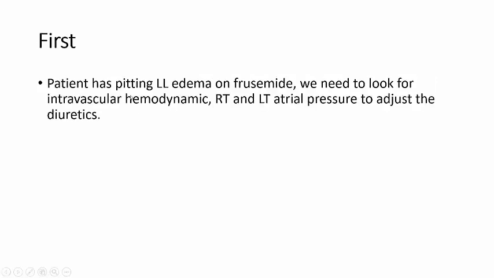First, the patient has pitting lower limb edema. On furosemide, we need to look at the intravascular hemodynamics. This pitting edema is interstitial edema. This is fluid overload in the interstitium. What about intravascular hemodynamics, which is very important in this patient with moderate aortic regurgitation and hypertension? I need to assess the right and left atrial pressure to adjust the diuretics.